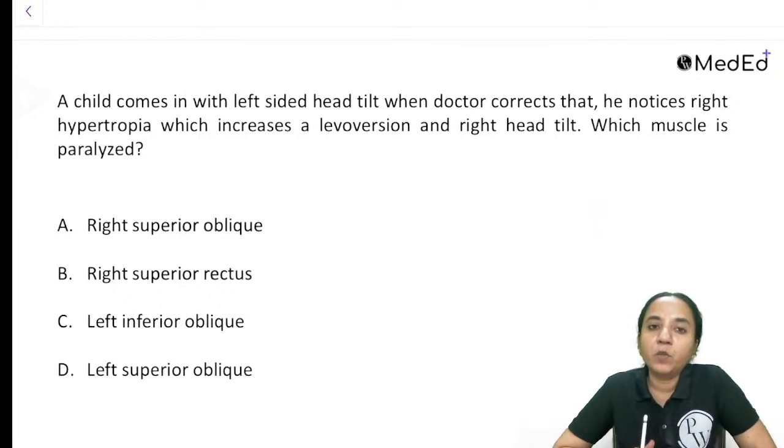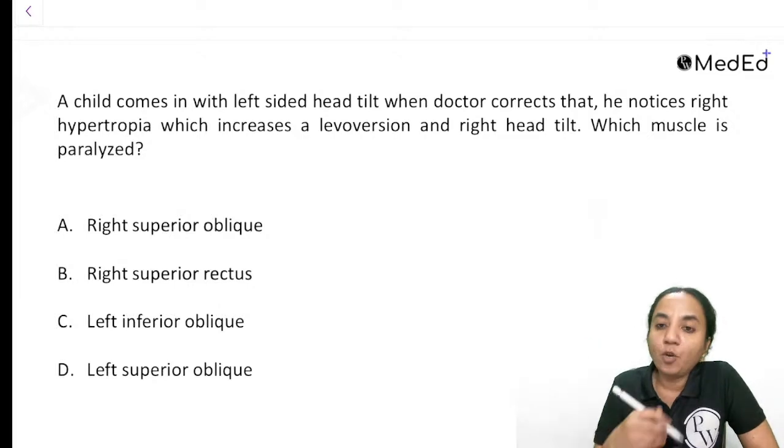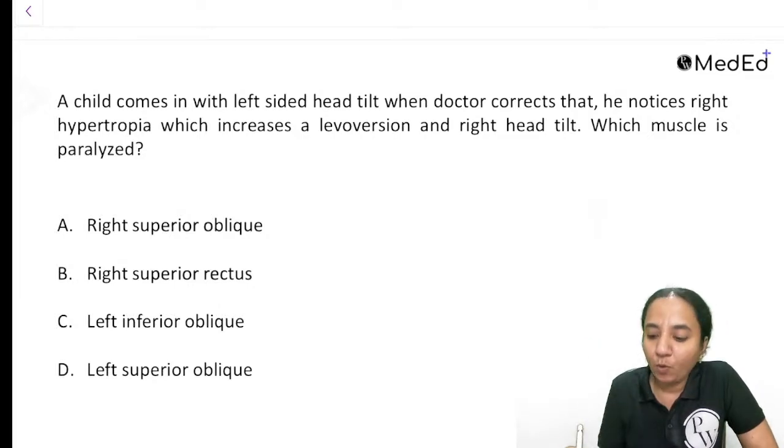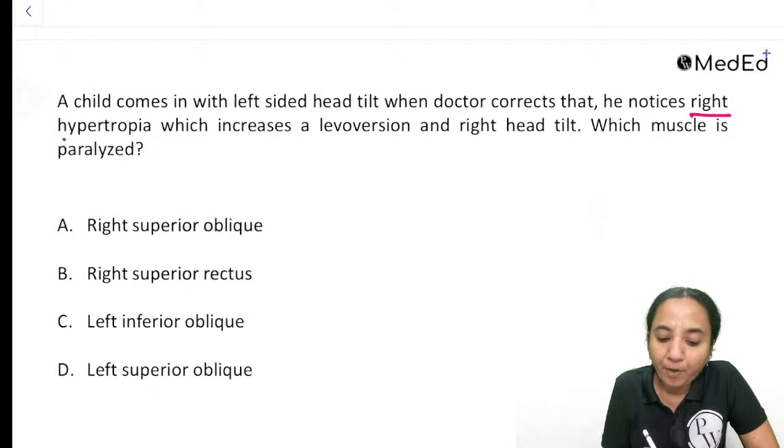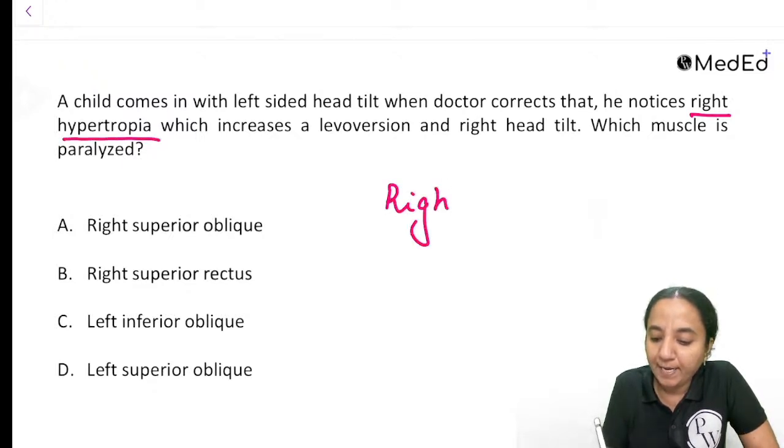A child comes with a left-sided head tilt. Now, when the doctor corrects the head tilt, he notices a right hypertropia. So what are the features? The feature is right hypertropia. So the right eye is raised up.